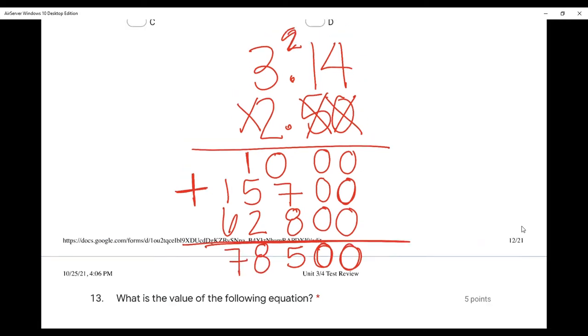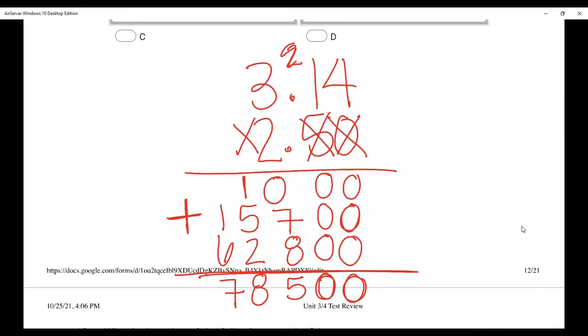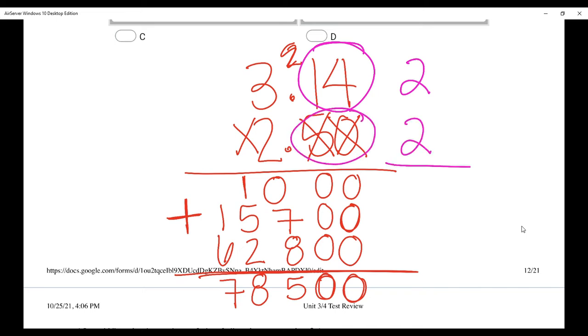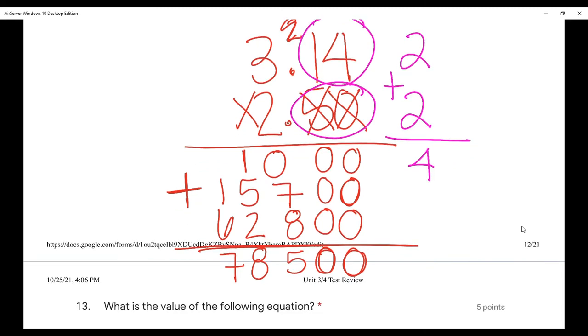Okay, now remember with multiplication, we got to go back and count our kids in our car. So in our first car, we have 2 numbers after the decimal. In our second car, we have 2 numbers after our decimal. So together, we have 4 kids in our last car. So I got to move my decimal over to have 4 kids. So 7 and 85 hundredths.